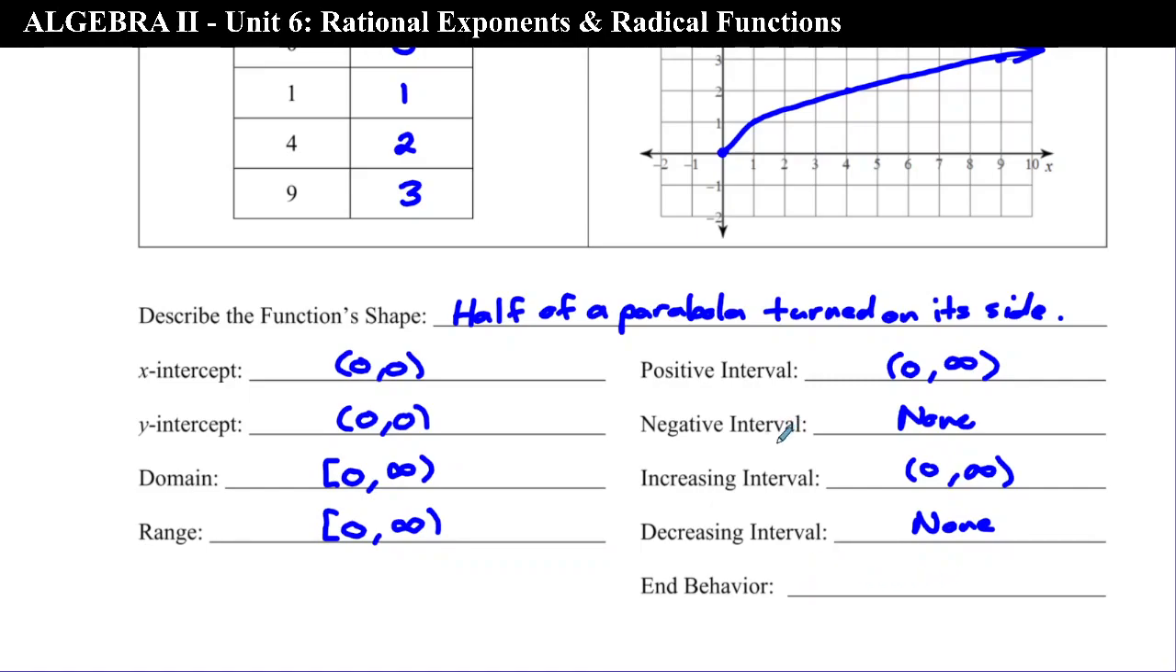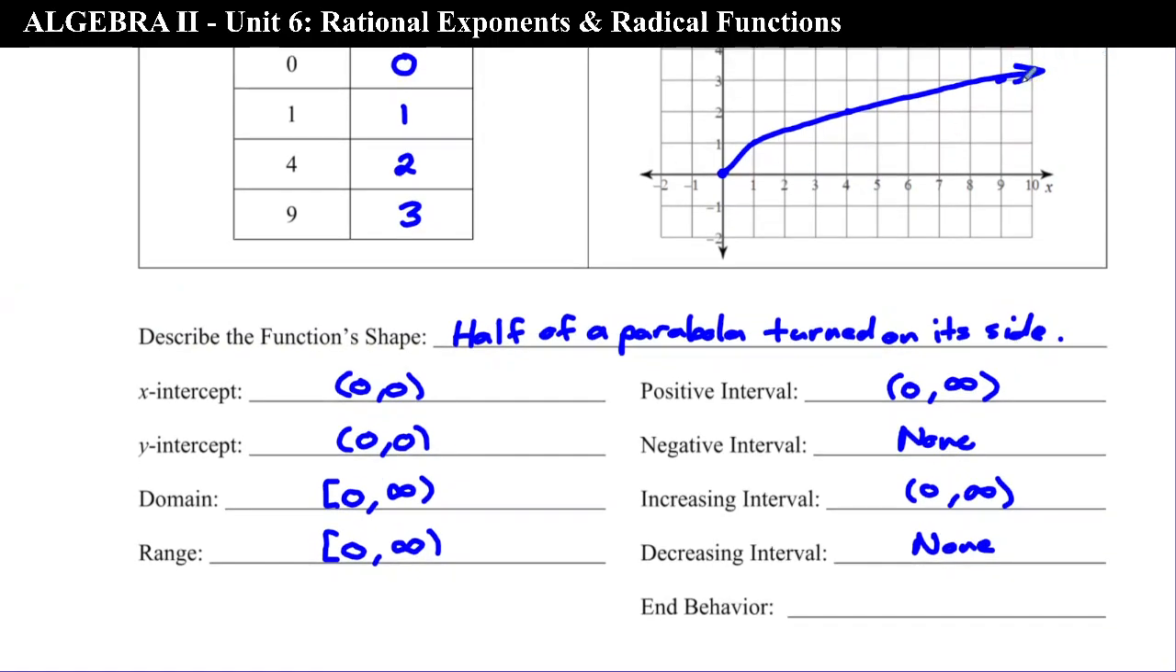That's because there's only one end. And that one end is this one end that has the arrow. So as x goes to infinity, f of x also goes to infinity. And that's the only end that we can do the behavior for because the other end is finite.